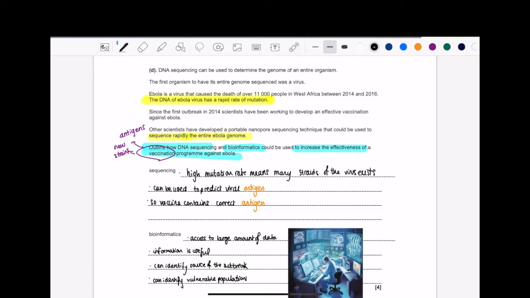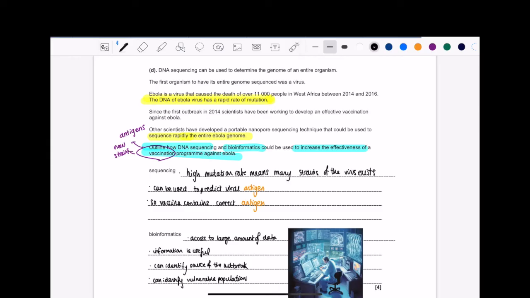The reason why DNA sequencing can be used to increase the effectiveness of vaccination programs is because if there's a high mutation rate, what does that mean? Well, there are many strains of the virus that exist. But with DNA sequencing, you're sequencing the genome essentially. So how can that be linked to vaccinations? Well, it can be used to predict viral antigens. We know that vaccinations need the antigen of the virus. So the vaccine contains the correct antigen because it was already predicted thanks to DNA sequencing.